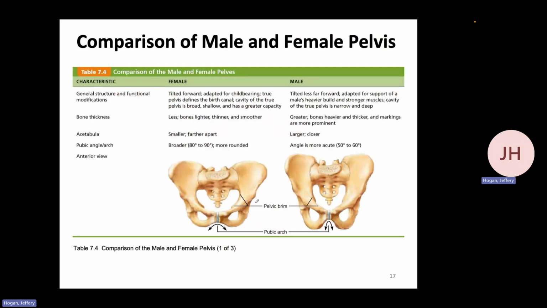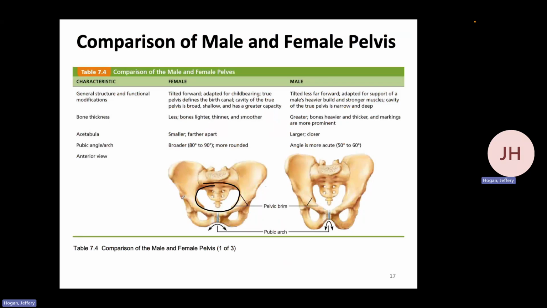Now, the pelvis differs between males and females. Obviously, females need to pass a baby's head through the pelvis in the birth canal so the species can reproduce, and so the female pelvis is specialized for that function. It is a little bit more tilted forward. The cavity of the pelvis is going to be broader, a little shallower, with more volume within the pelvis. The bones tend to be lighter, thinner, and smoother than the males.